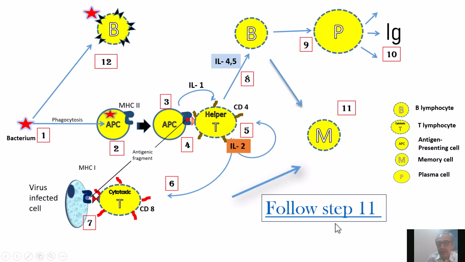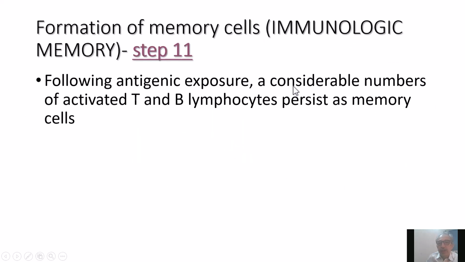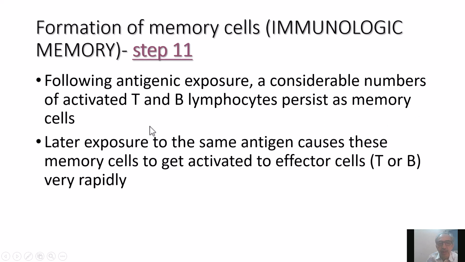This is step 11. Following antigenic exposure, a considerable number of activated T and B lymphocytes persist as memory cells, both T and B. So cellular immunity and humoral immunity have an immunological memory. Later exposure to the same antigen, bacterial or viral, causes these memory cells to be activated, effecting T or B cell responses very rapidly. So either humoral or cellular immunity develops very rapidly and in an amplified manner. This is immunological memory, and this is the basis of vaccination.